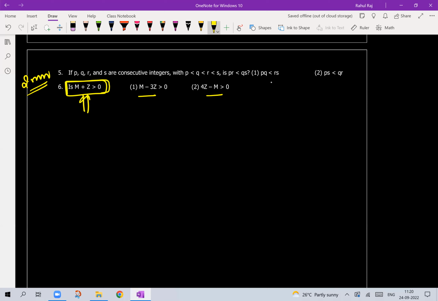The question may be whether m plus z is greater than 0, but think in your head: when is this condition possible? When will you be able to prove that m plus z is greater than 0 or not? Only when m is 100% positive and z is 100% positive will you get a confirm yes answer. If you prove m is less than 0 and z is less than 0, you will get a confirm no answer. So I just have to think in two ways: if I prove m positive, z positive, I'm done. If I prove m negative, z negative, I'm done.